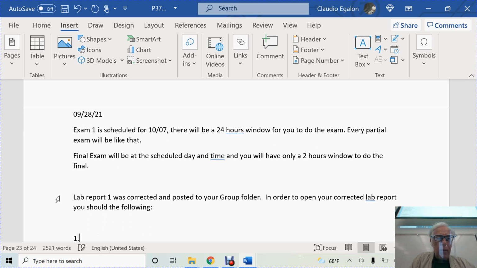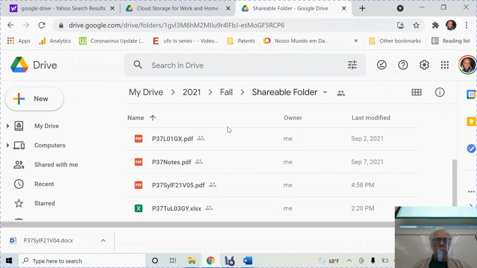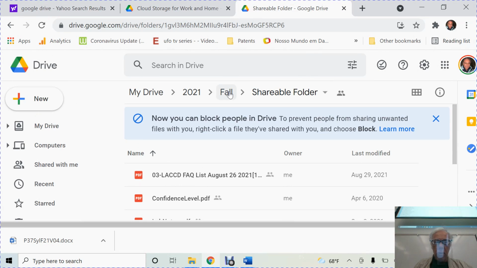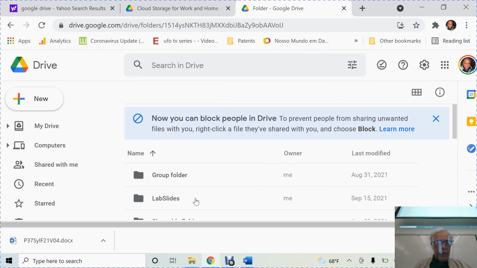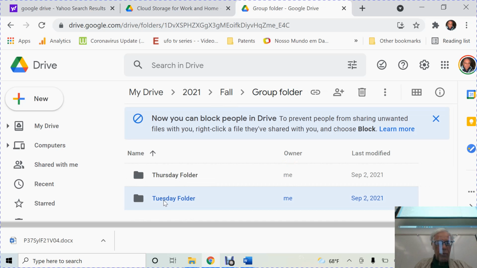Step 1. Access your group folder. That's the first step. So let's go to a group folder, any group folder. Which group wants me to access their folder? Group 7. Tuesday or Thursday? Tuesday. Group 7, okay.